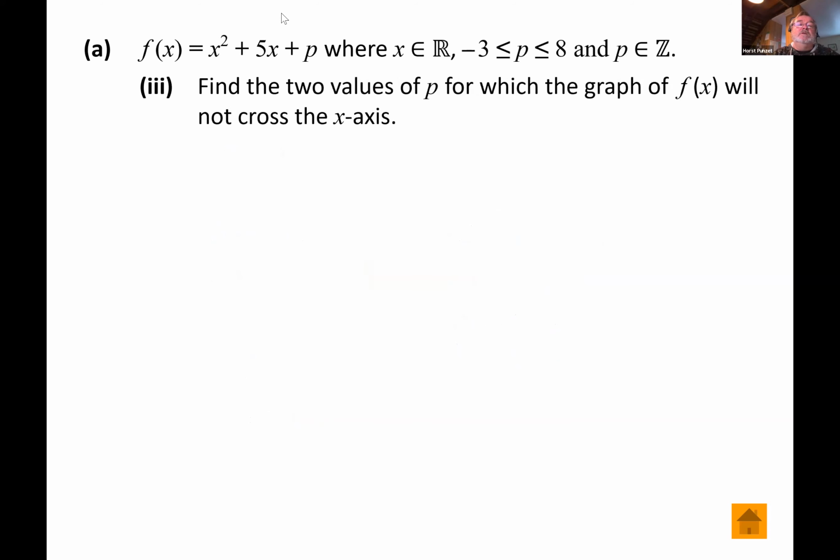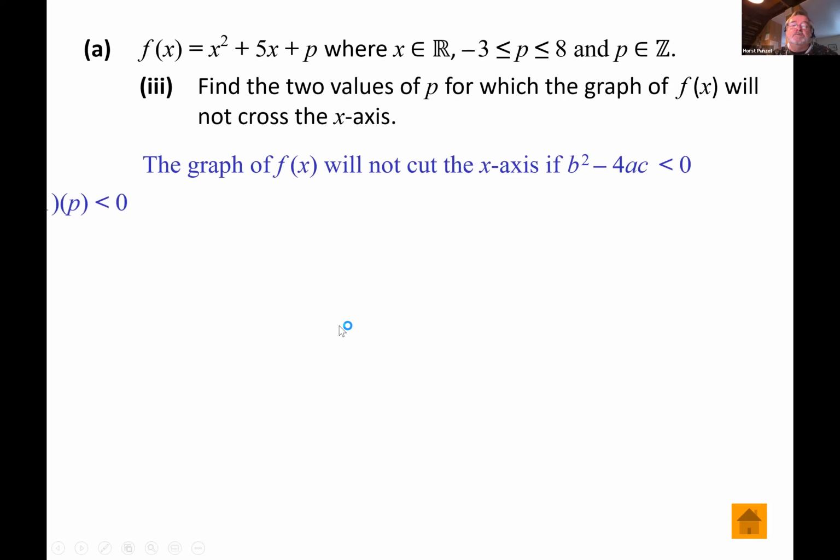And then the last part of this is part 3. Find the two values of p for which the graph will not cross the x-axis. If it doesn't cross the x-axis, what does that mean? It means that the discriminant has to be less than 0. It means it's imaginary roots, and it's not going to cut the axis. It's either above the axis or below the axis. So it's either a curve down above the axis or a curve up below the axis.